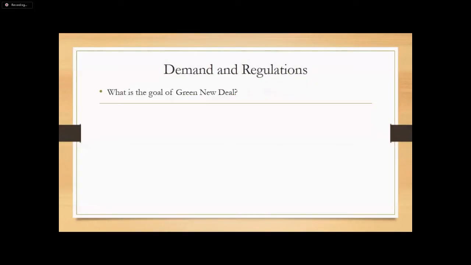First of all, can somebody tell me what has happened basically to the demands and regulations with regard to energy? Has it gone up, down? Two choices. So the demand and regulations for energy in the world, has it gone up or down? Oh, good.